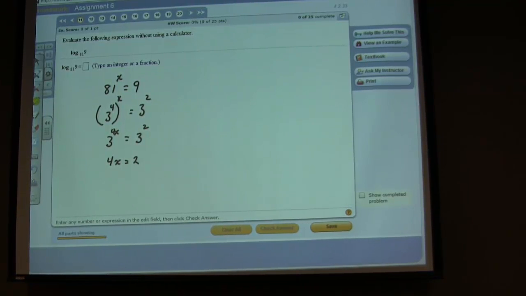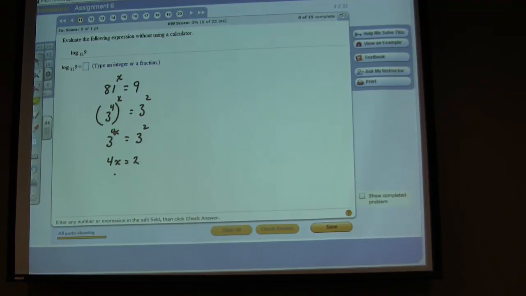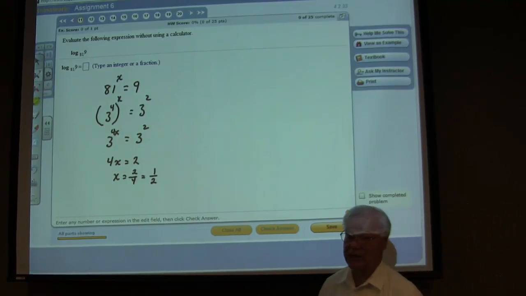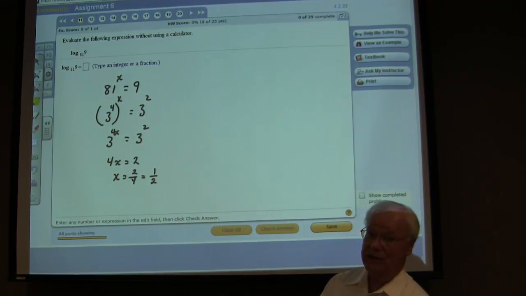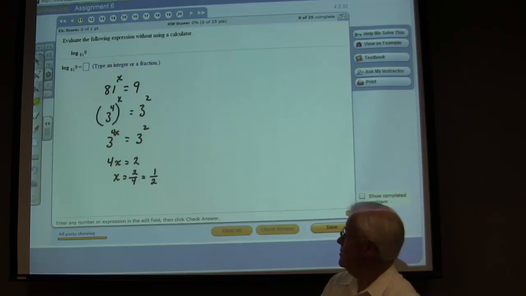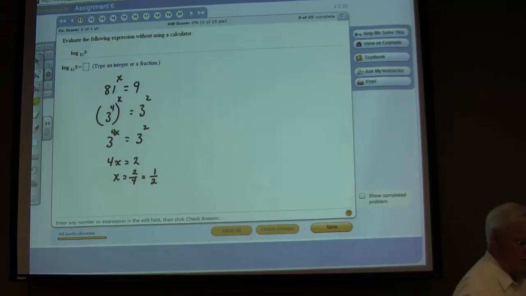So to solve for x now, I want to move the 4, so I'm going to divide by 4. So x equals 2 fourths. But simplifying that, that's 1/2. Oh, 1/2, that means square root, doesn't it? Well, let's ask ourselves, is the square root of 81 9? Sure is. 9 squared is 81. So x is 1/2. Okay.